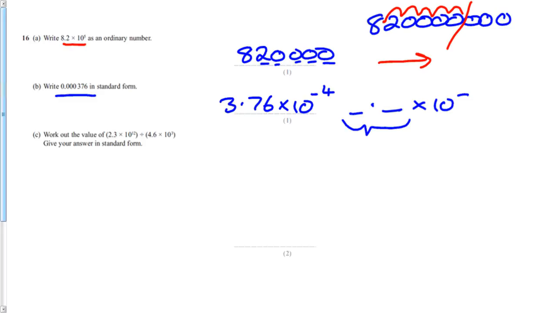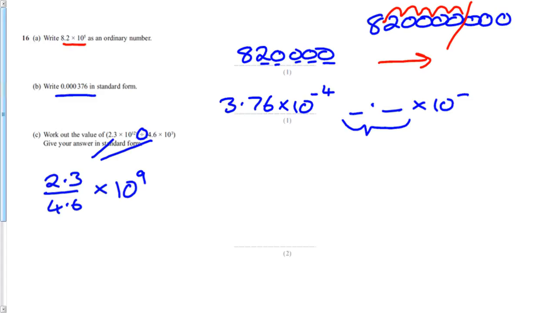Question C, we had to work out 2.3 times 10 to the power of 12 divided by 4.6 times 10 to the power of 3. Now, the way we do this, the first thing we do is we divide these numbers. So we divide 2.3 divided by 4.6. We've then got to multiply it by 10 to the power. Now, the way we work out what the power is, because we've got this divided by here, we do 12 take away 3. So 12 take away 3 is going to be 9. So it's going to be times 10 to the power of 9.